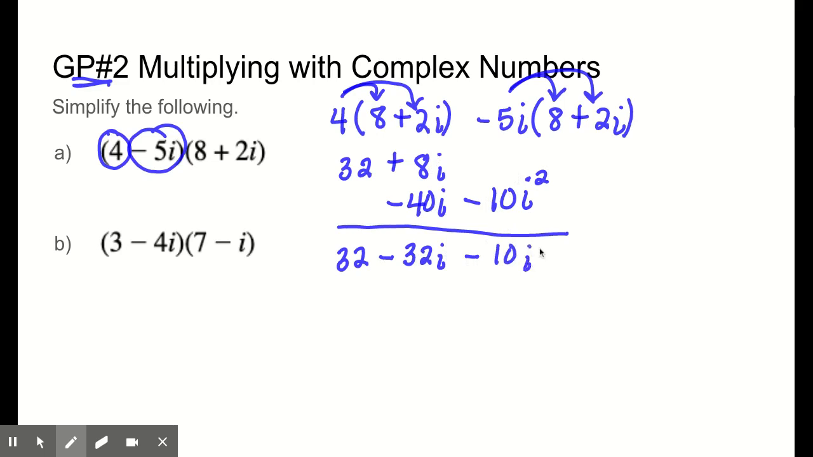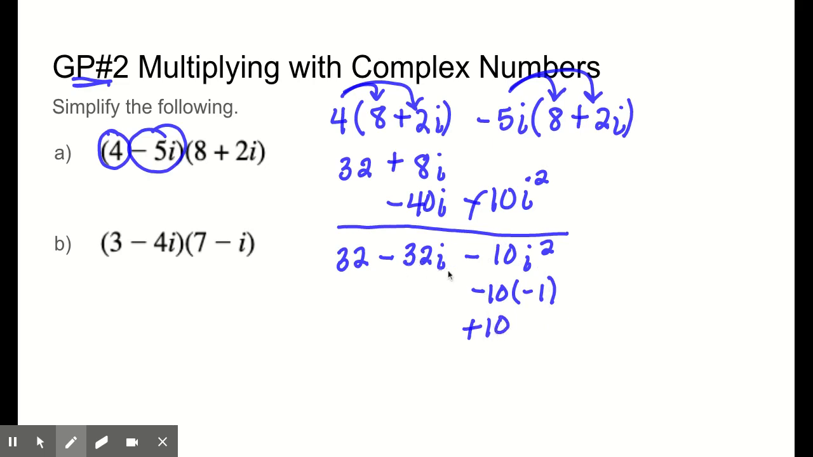Now this is not simplified. Again, remember what I said in the vocabulary: anytime we have an i squared, we are going to replace that with a negative 1. So right now this currently reads negative 10 times i squared. If we replace the i squared with a negative 1, we now have negative 10 times a negative 1, which gives us plus 10, which is a constant.